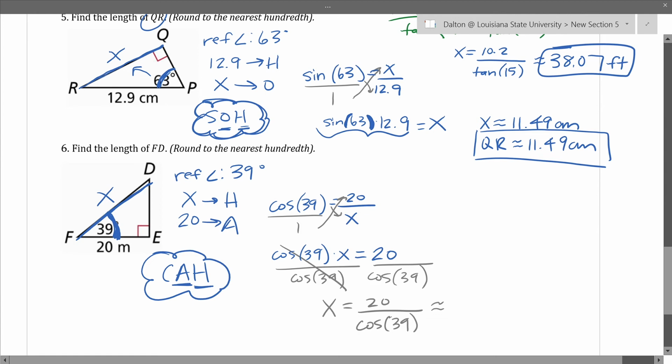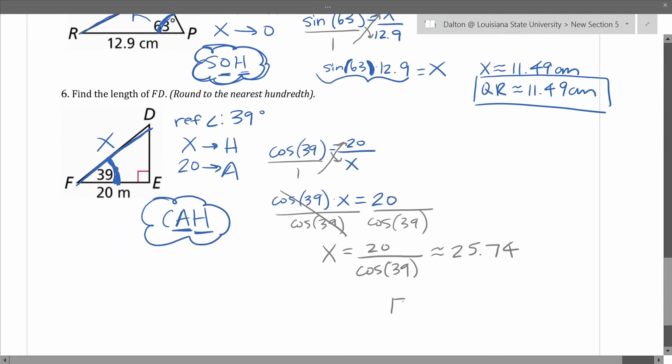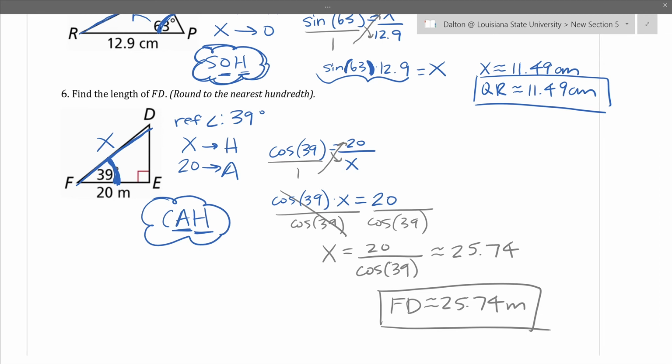To the nearest hundredth, you should get 25.74. So your final answer, the length of FD, is approximately 25.74 meters. So that's how we can use trig to A, just set up ratios that compare the side lengths of triangles, or B, like the last 3 examples we did, actually set up those ratios and then solve them to figure out missing side lengths of your triangle.